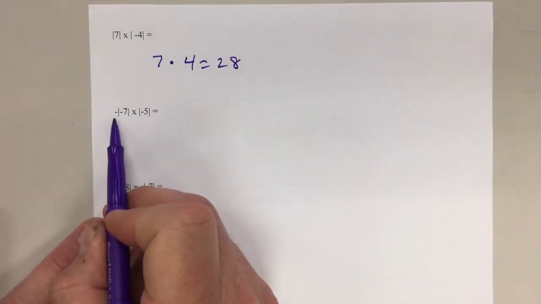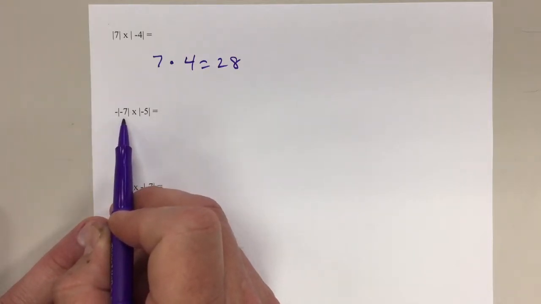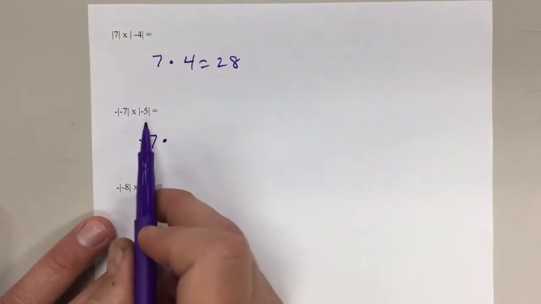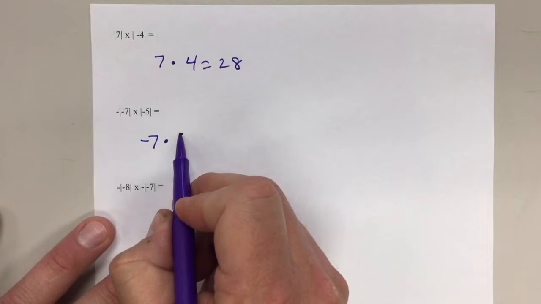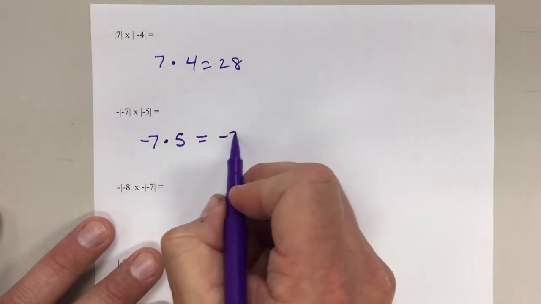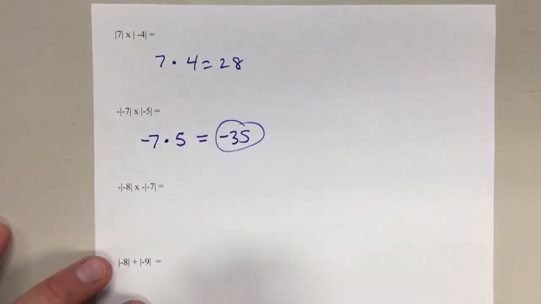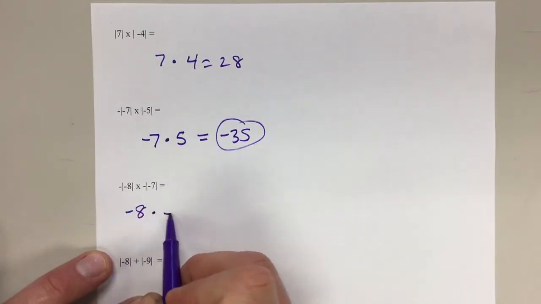Now, if there's a negative sign outside the absolute value, that stays in the problem. So this says the absolute value of -7, which would be 7, but there's a negative sign, so it's -7. This is the absolute value of -5, which is 5, and there isn't a negative sign in front, so I just keep the 5. When I multiply those two together, I get -35. So if there's a negative sign outside the absolute value, that's going to keep it negative.